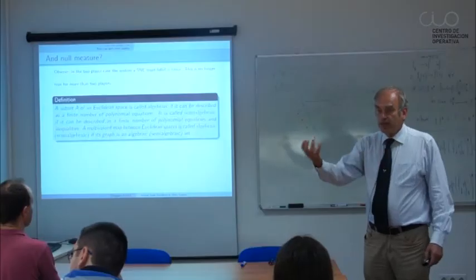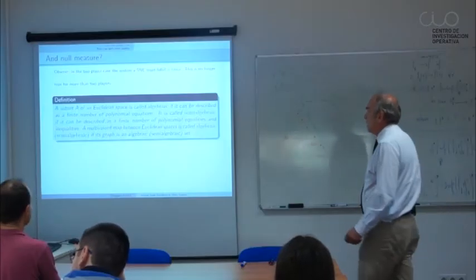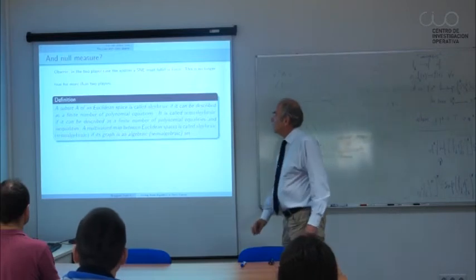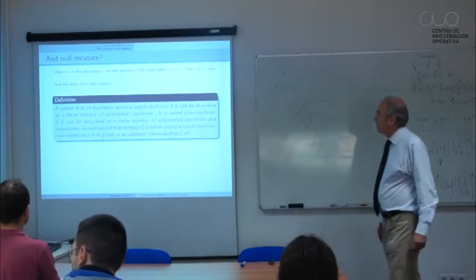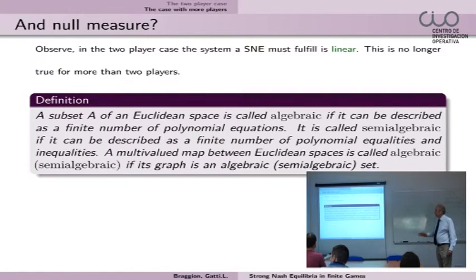I need some structure which is very interesting. I call a subset of a Euclidean space algebraic if it can be described as a finite number of polynomial equations, and semi-algebraic if it can be described as a finite number of polynomial equalities and inequalities. And a multivalued map is called algebraic or semi-algebraic if its graph is algebraic or semi-algebraic.